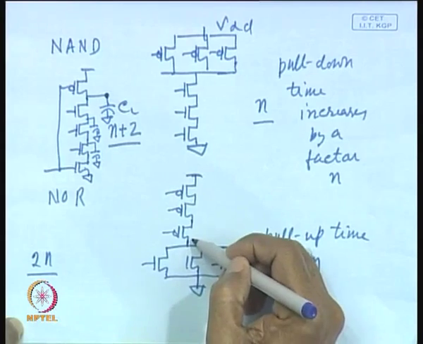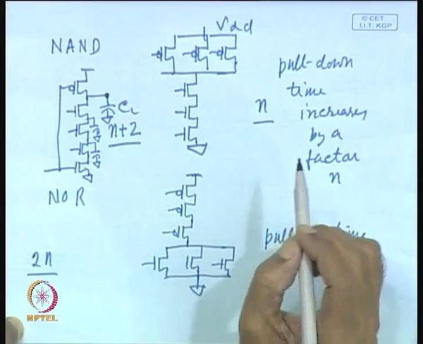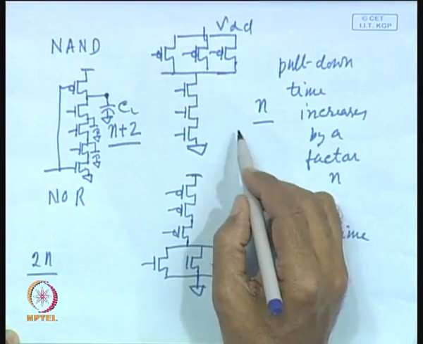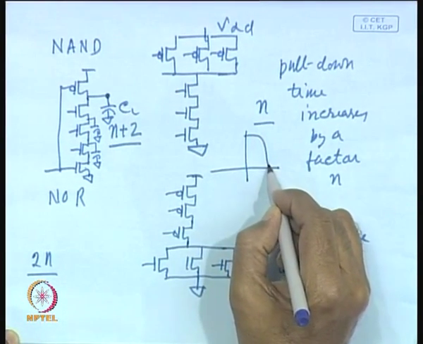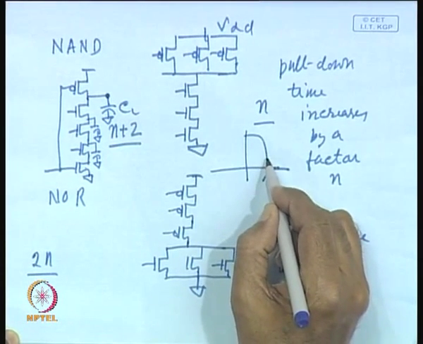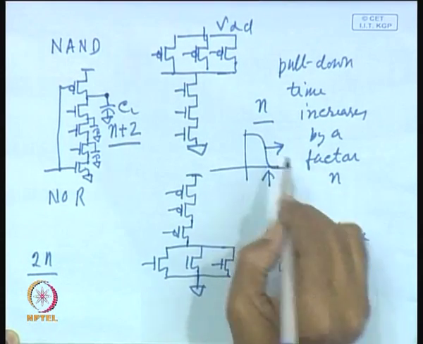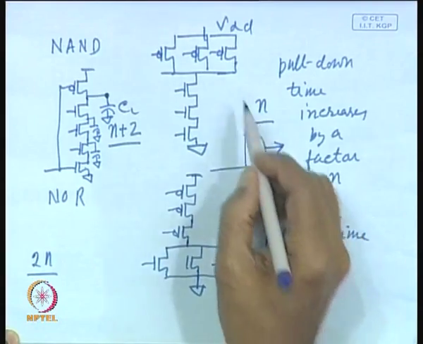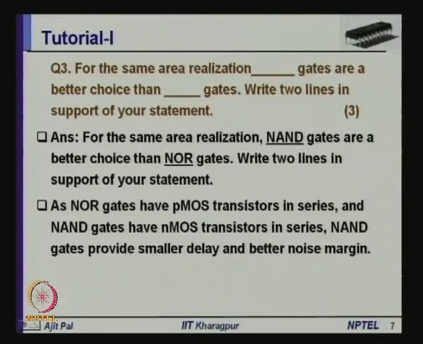the delay of this will be more than that of this, that is number 1. And as you know, the noise margin is also better here, because as the fan in increases for the same area, initially the switching threshold voltage is lesser than VDD/2, and then it moves towards VDD/2, and then it becomes more than VDD/2. As a consequence, the NAND gates give you better noise margin and also smaller delay, and as a consequence the NAND gates are a better choice than the NOR gates.